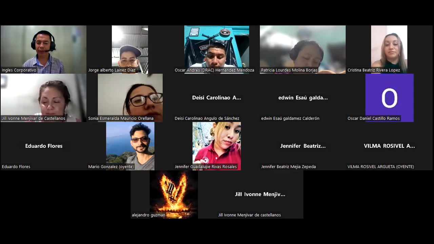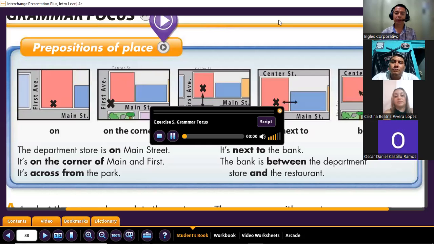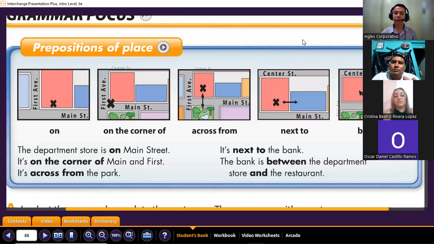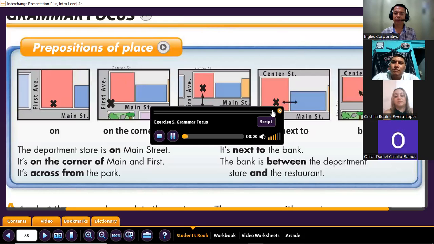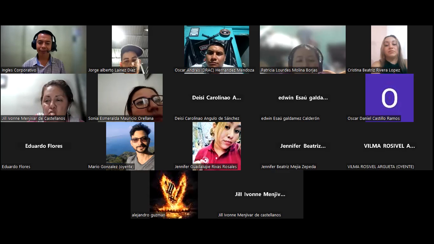Ahí está. Ok. Listen to the audio, please. Pay attention. Page 88, exercise 5, grammar focus. Prepositions of place. Page 88. On the corner of, across from, next to, between. The department store is on Main Street.